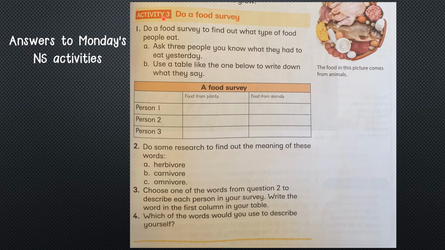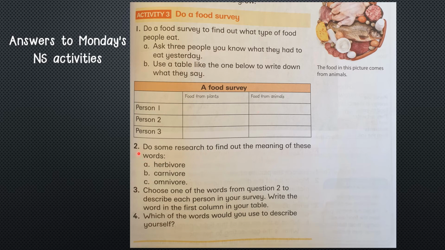So the next activity that you had to do was activity 3 on page 111, and it says activity 3, do a food survey. So number 1 says do a food survey to find out what type of food people eat. A says ask 3 people you know what they had to eat yesterday. And then B says use a table like the one below to write down what they say. So in your NS book, you had to draw and fill in a table like this. So there are no correct or incorrect answers. You do not need to mark this. Your teacher will mark this when you return to school.